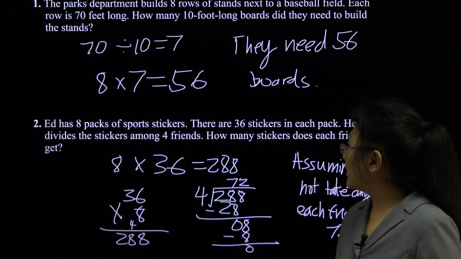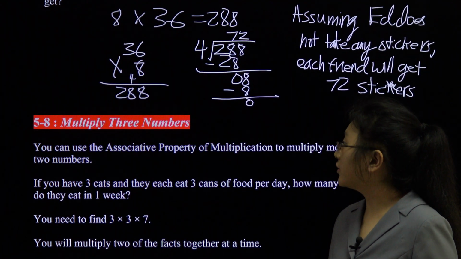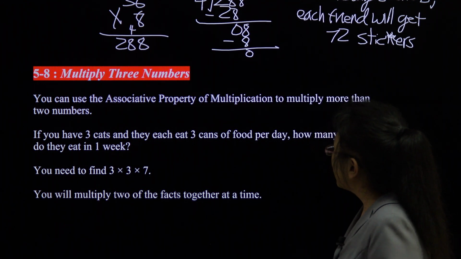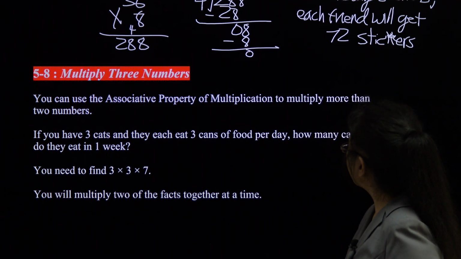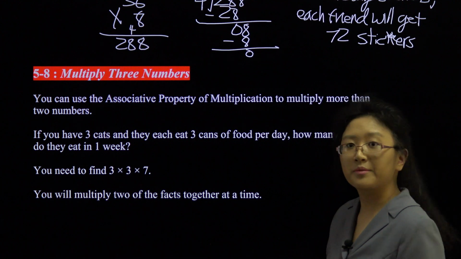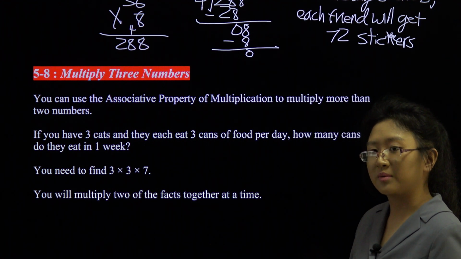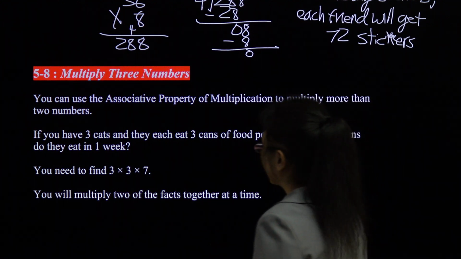Well, now that that's done, we move on to section number 8. Multiply 3 numbers. You can use the associative property of multiplication to multiply more than 2 numbers. It's a bit like the associative property of addition.